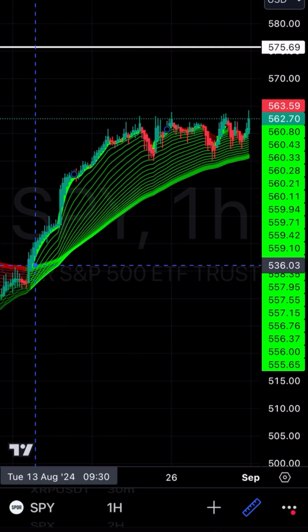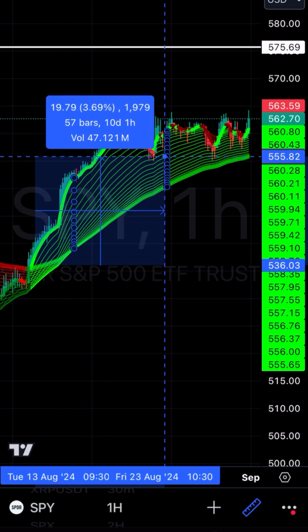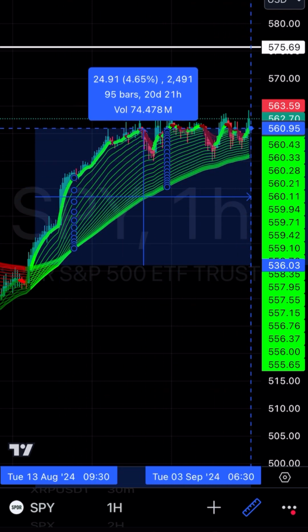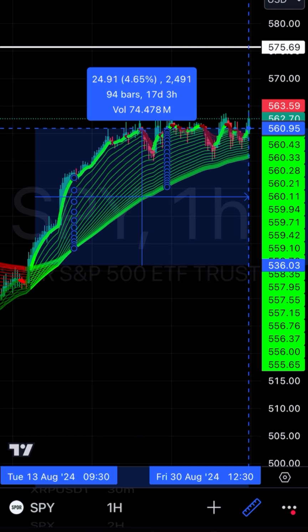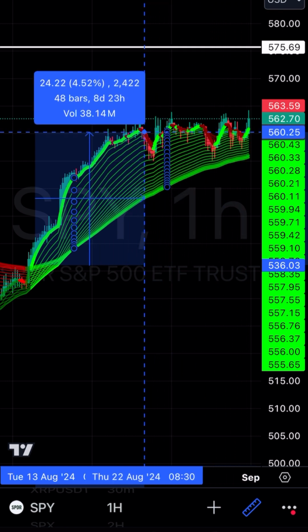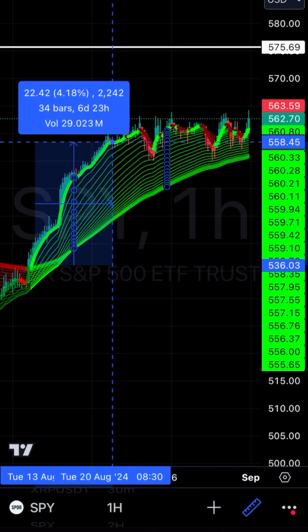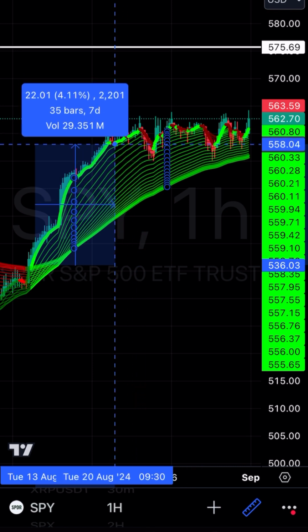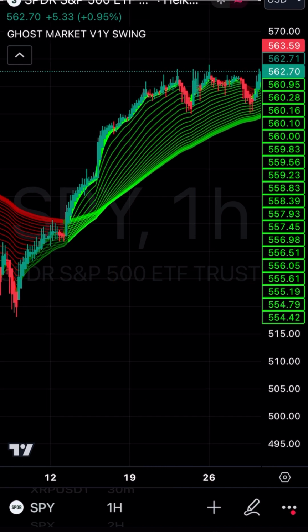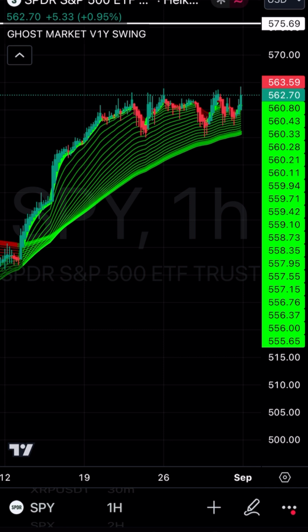So if you came in here for your trade and you rode it all the way out to here, this is 17 days, you would have made $2,491. If you rode it out for, let's say, a week, 7 days, you got $2,201 for a week.